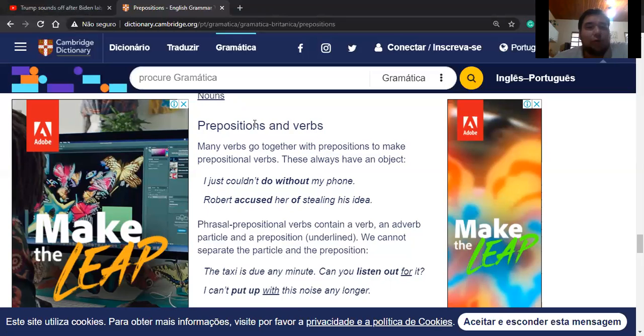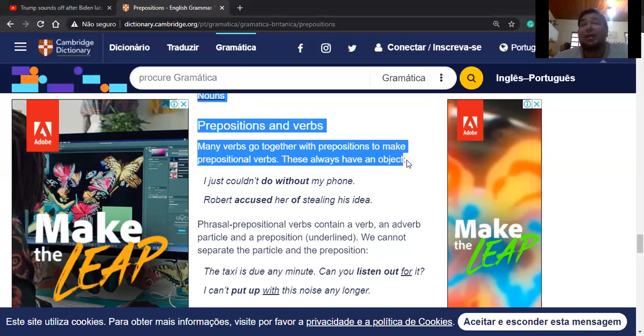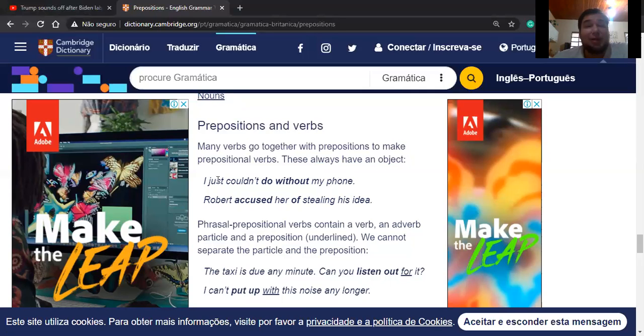Prepositions and verbs. Many verbs go together with prepositions to make prepositional verbs. These always have an object. Olha, always. Uma regrinha aqui, você tem que lembrar. I just couldn't do without my phone. Do without is the prepositional verb. Robert accused her of stealing his idea. Ooh, Robert. Accused of is the prepositional verb.